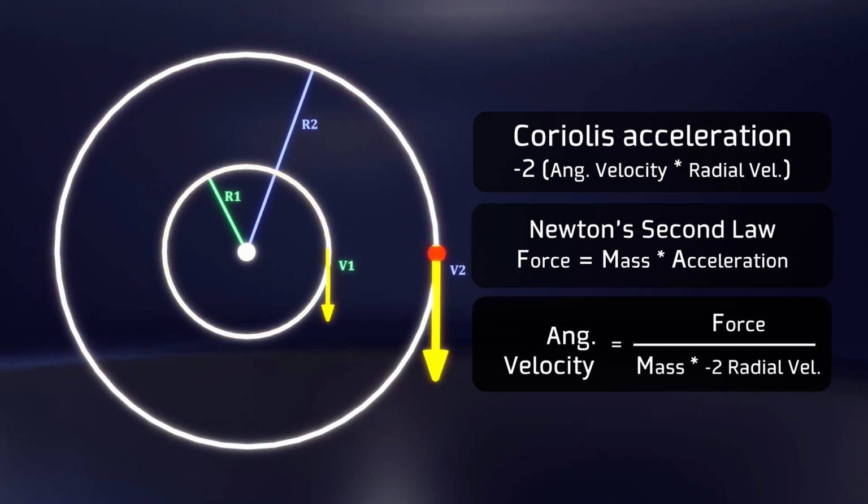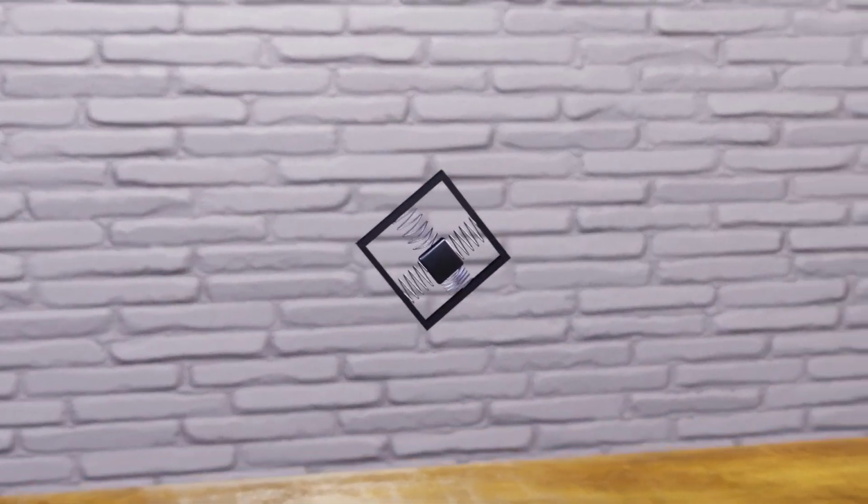Thus, if we have a system in which we know the value of the mass, the velocity perpendicular to the axis of rotation and the applied force, we can calculate its angular velocity. An example of a device with such characteristics would look something like this.